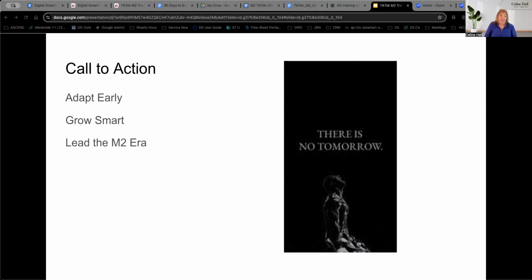So remember this phrase: adapt early, grow smart, and then lead the M2 era. Okay. That's the mindset that will turn these changes into your advantage. If you commit to understanding and applying these strategies now, you'll not only survive this transition, you will thrive in it and conquer it. Okay?